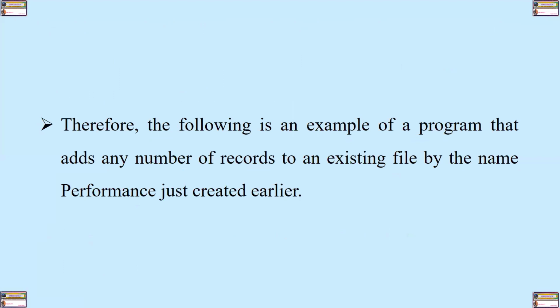Therefore, the following is an example of a program that adds any number of records to an existing file by the name performance, just created earlier. In other words, the following program is expected to add some records into our file. I repeat, the following program is an example of a program that can be used to add some additional records into the file that we have already created called performance.